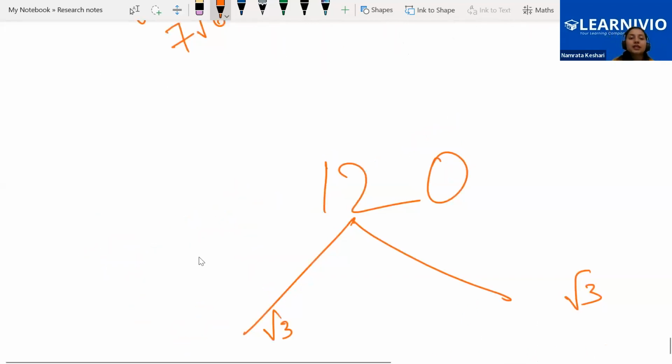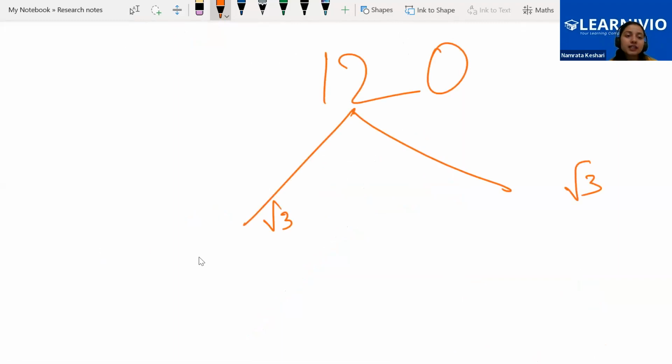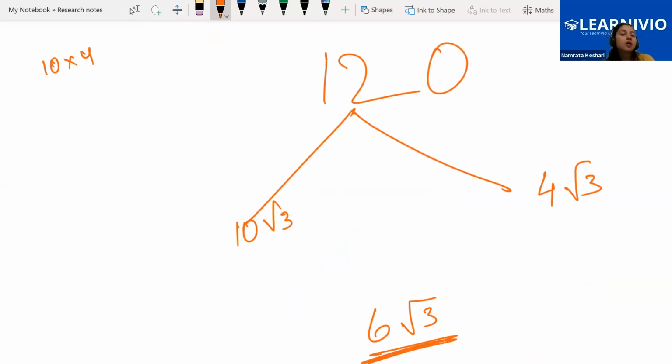So if we are taking 40, can we take 10 into 4 for 40? If we take 10 √3 here and 4 √3 here, these two may be added or subtracted together. Is it going to make 6 √3? 10 √3 और 4 √3 को या तो दोनों को ऐड कर दे या फिर दोनों को सब्ट्रैक्ट कर दे, तो क्या हमें हमारा मिडिल टर्म 6 √3 मिल जाएगा? Yes or no? Yes, ma'am. मिल जाएगा. ऐसे करना है स्प्लिटिंग. Is it that simple? No, it is not that simple.